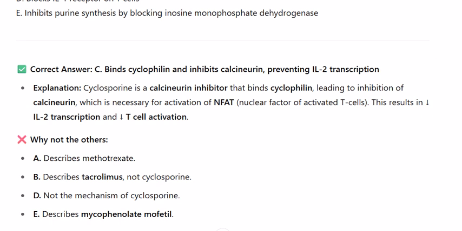Why not the others? A. Describes methotrexate. B. Describes tacrolimus, not cyclosporine. D. Not the mechanism of cyclosporine. E. Describes mycophenolate mofetil.